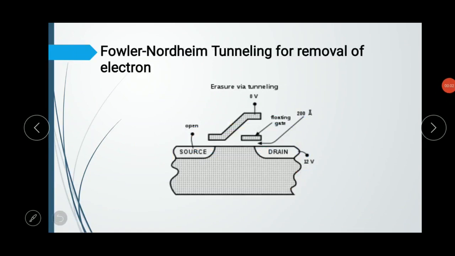Next we discuss the process of how we remove the electrons from the floating gate. For that we use the Fowler-Nordheim tunneling method. Here a strong negative charge on the control gate forces, here you can see 0 volt, or here we give negative charge, we can say. A strong negative charge on the control gate forces the electrons through the oxide layer, tunnel oxide layer, into the channel, where the electrons are drawn to the strong positive charge at the source or drain end.